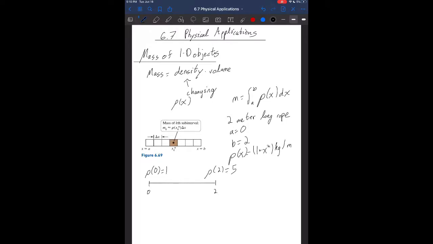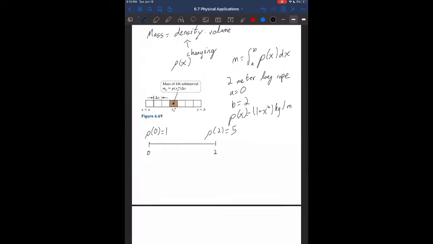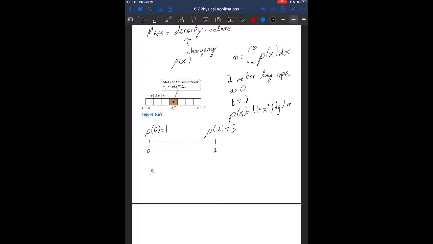So as we go along this rope, it's going to get thicker and thicker, or more dense and more dense. And so that means that we can't just take some specific density and multiply it by the volume, we actually have to use this integration. So in particular, looking at the formula that we have, the mass is equal to the integral from a to b, which in this case is from 0 to 2, of our rho of x, so 1 plus x squared dx.